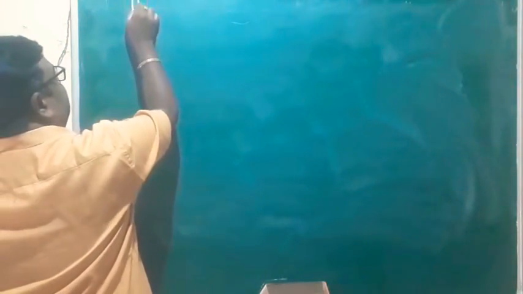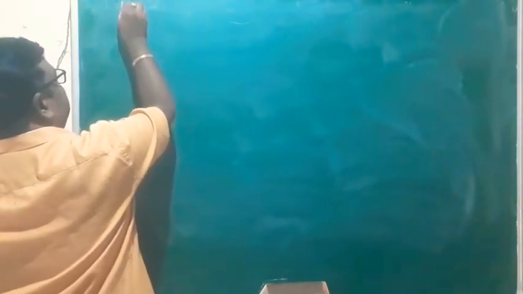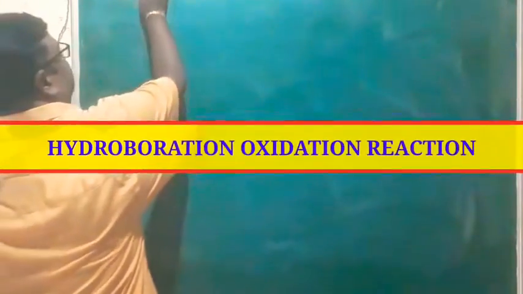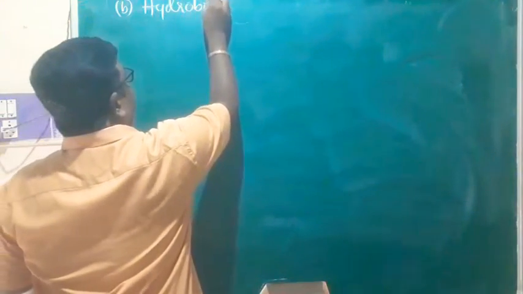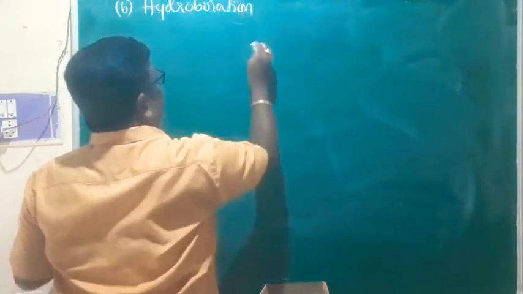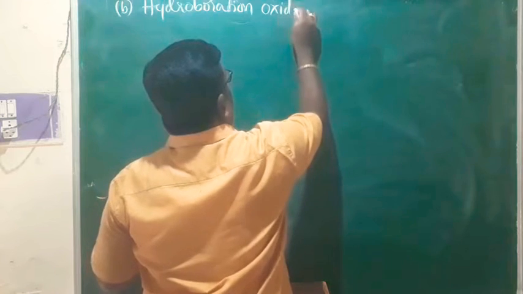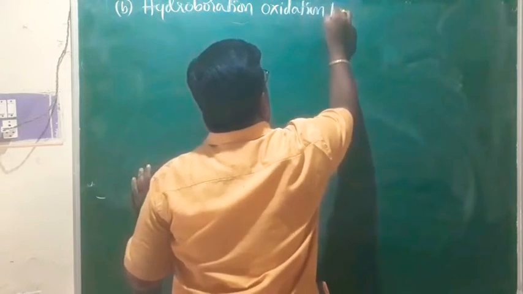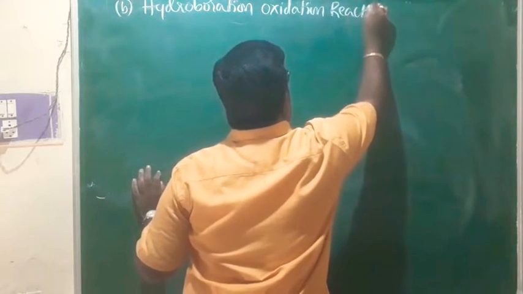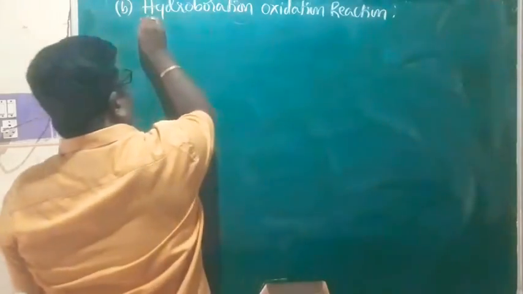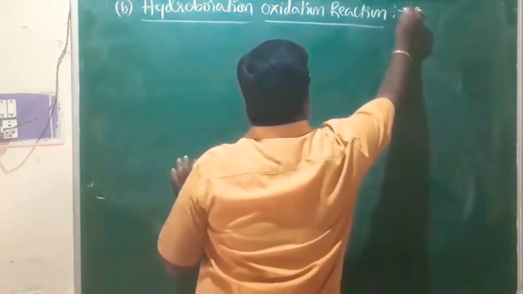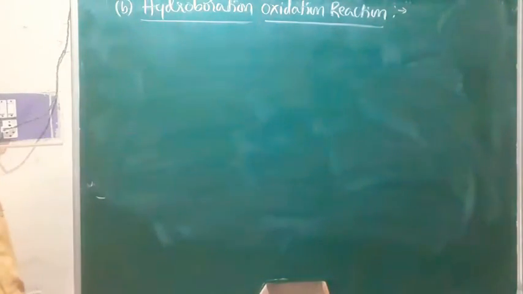Now let us see the reaction that is under the preparation from alkenes, that is B. This is also preparation of alcohols from alkenes, that is hydroboration oxidation reaction. And this is also very important for the competitive exams. In last year's CET you might have seen one question on this particular topic, the hydroboration oxidation reaction.